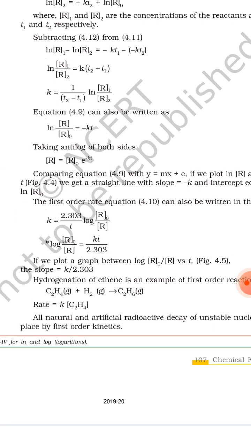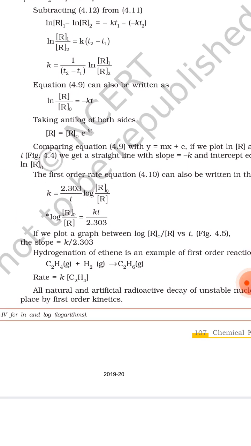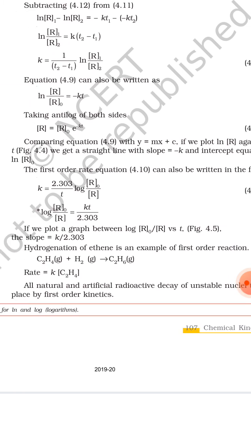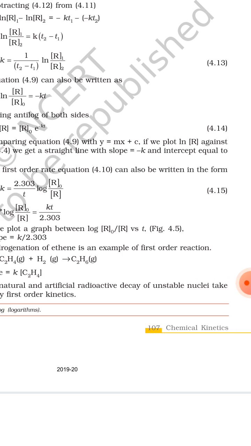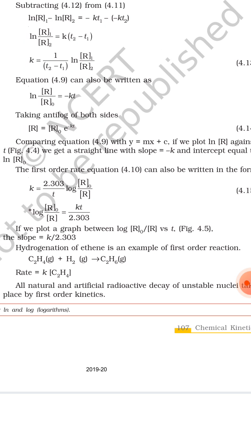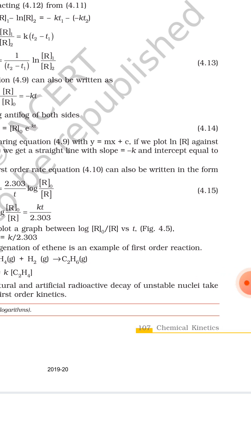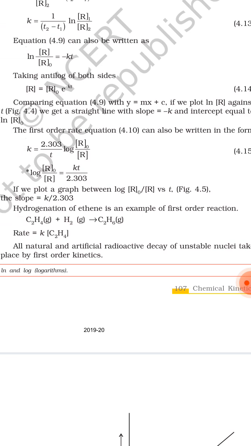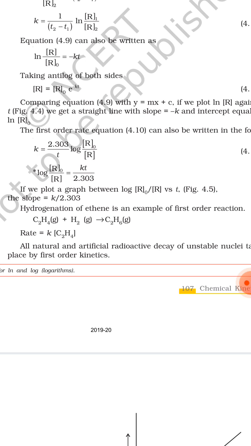Comparing equation 4.9 with y equal to mx plus c, if we plot ln concentration of reactant against t, we get a straight line with a slope equal to minus k and intercept equal to ln R0. So a straight line with the slope equal to minus k will be there, and the intercept will always be equal to the log of the initial concentration of the reactant.